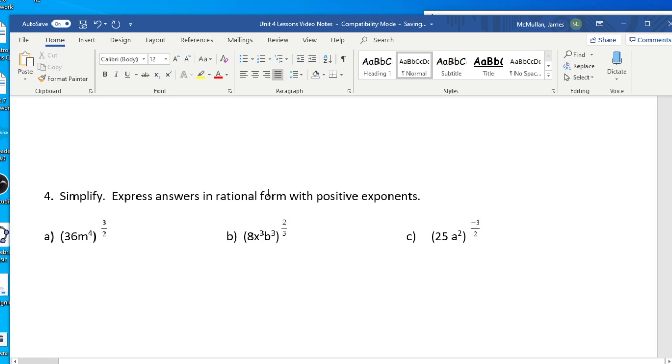Simplify, express answers in rational form with positive exponents. Okay, so again, more of the same.